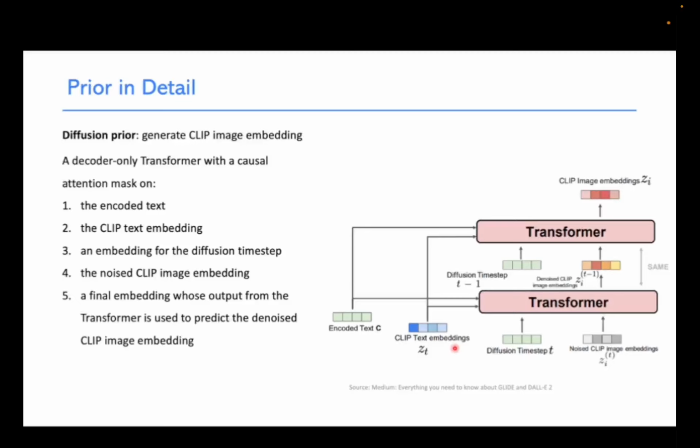It looks like we are continuously inputting the encoded text and also the CLIP text embedding. We always pass these two to the model. So why are we doing that? Yeah, just trying to see if we have some intuitive understanding about this part.